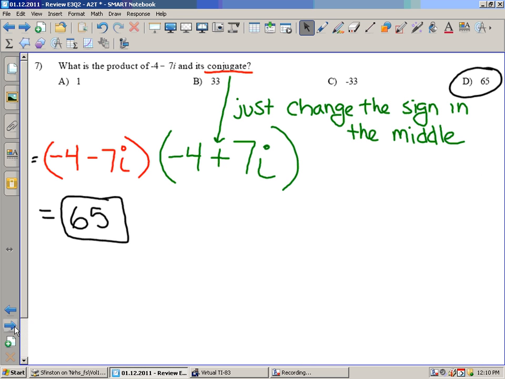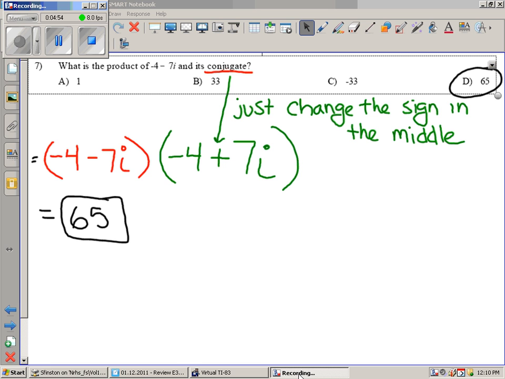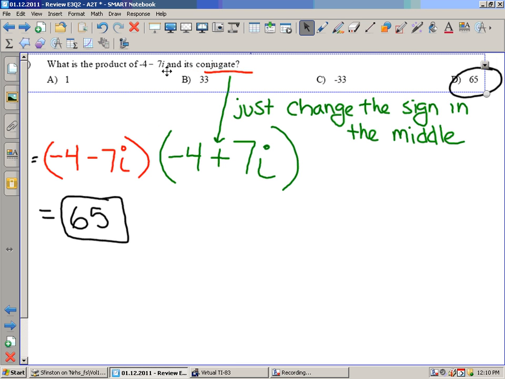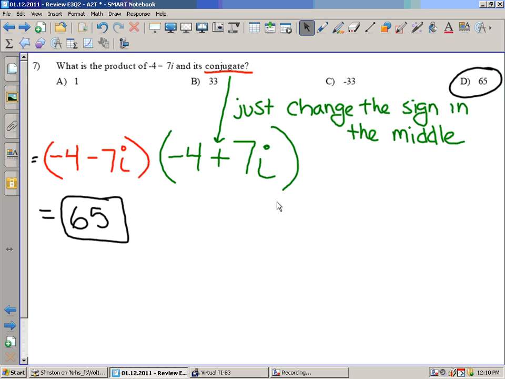What's the conjugate? Okay, what's the product of negative 4 plus 7i and its conjugate? The conjugate of a binomial. Whoops. Oh, no. Let's see if I can get it to match up again. The conjugate of a binomial is the original with just the sign in the middle changed. Do you see? It's not the complete negative version of the original.